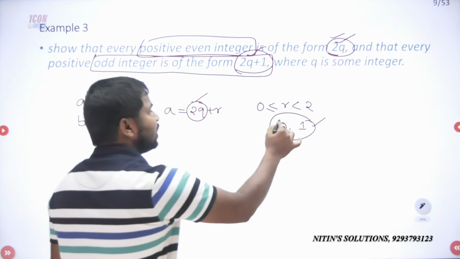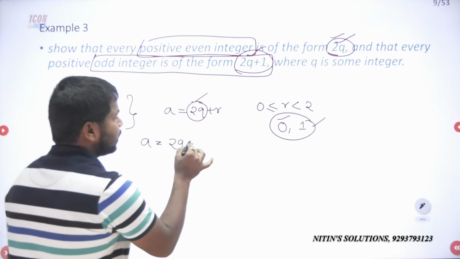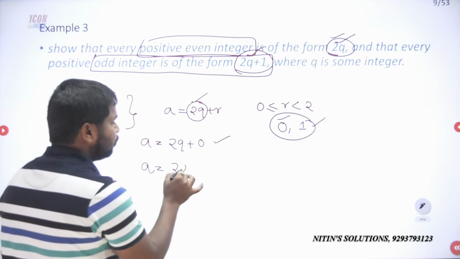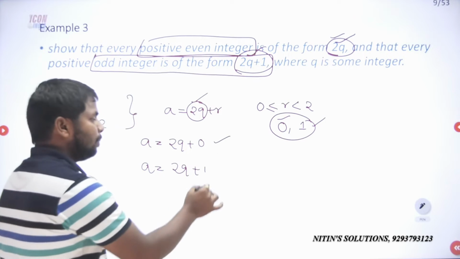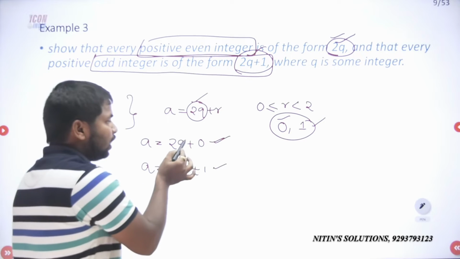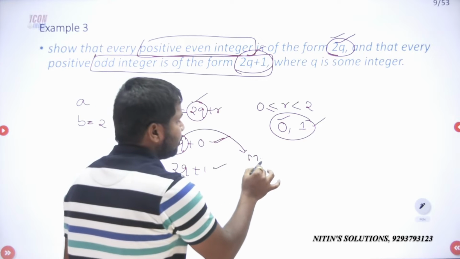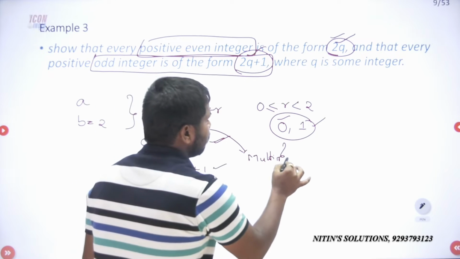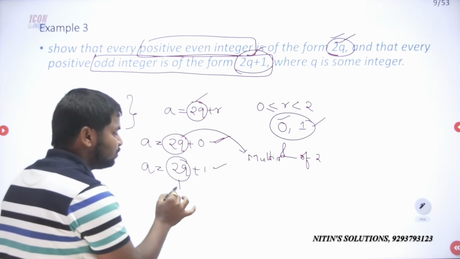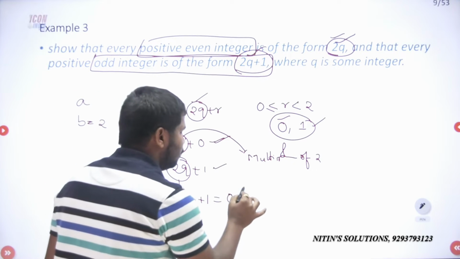Now, if I take 0 as the remainder, a is equal to 2q plus 0 is my number. If the remainder is 1, then 2q plus 1 is also one of the cases. When the remainder is 0, this number will be a multiple of 2. This will be even, and even plus 1 is obviously odd.